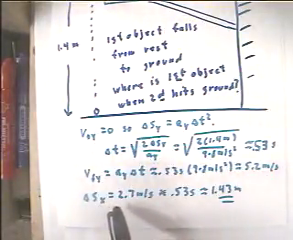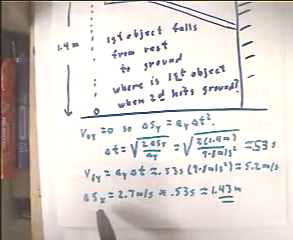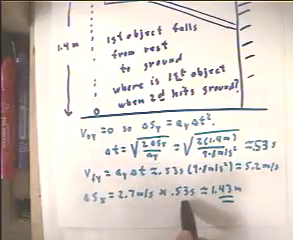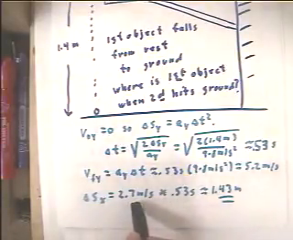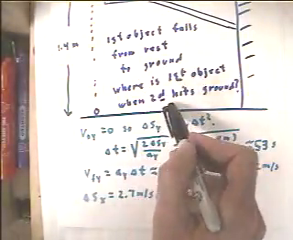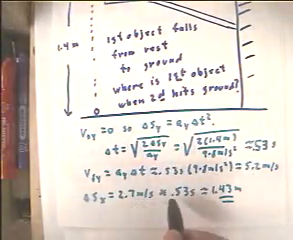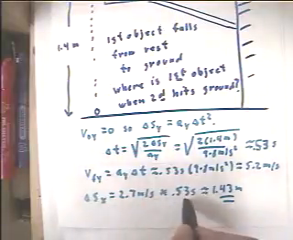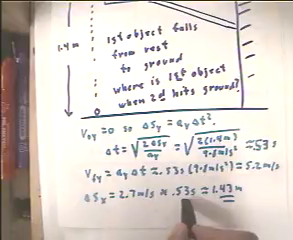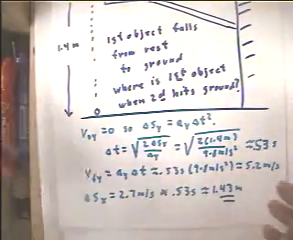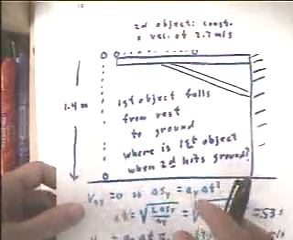Okay, since the velocity of the object moving in the horizontal direction is constant, 2.7 meters per second, and we want to know where that object is when the first hits the ground, we're going to multiply that velocity by the 0.53 seconds required for the first object to hit the ground, and we're going to see that the first object travels 1.43 centimeters.